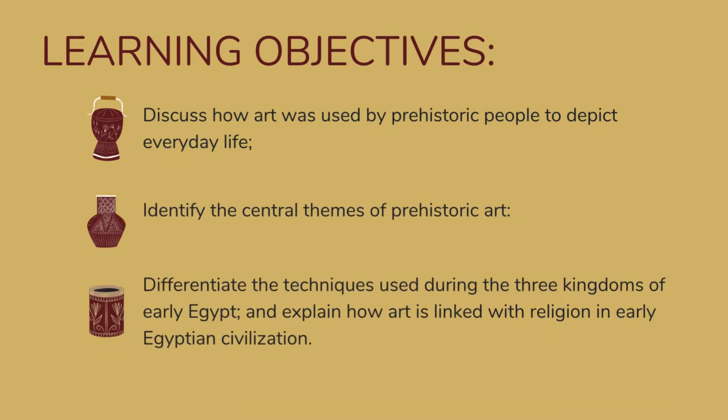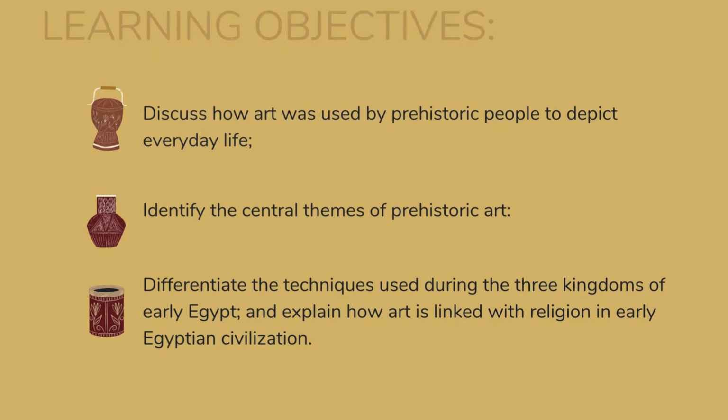For the learning objectives, by the end of this lesson, you should be able to discuss how art was used by prehistoric people to depict everyday life, identify the central themes of prehistoric art, differentiate the techniques used during the three kingdoms of early Egypt, and explain how art is linked with religion in early Egyptian civilization.